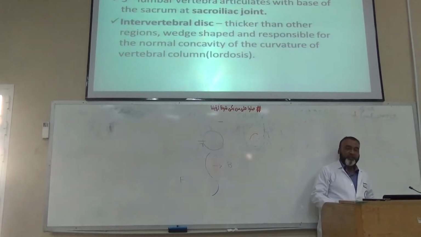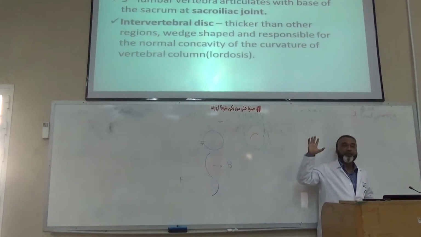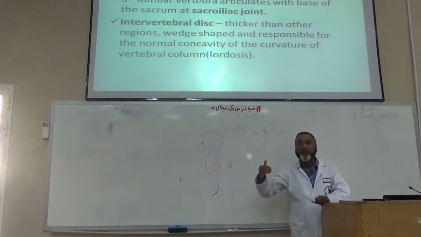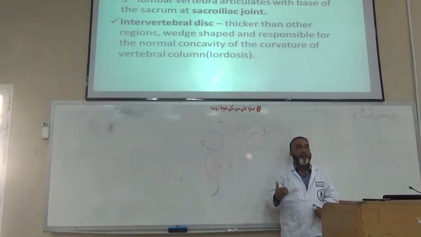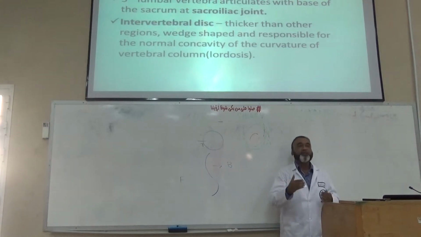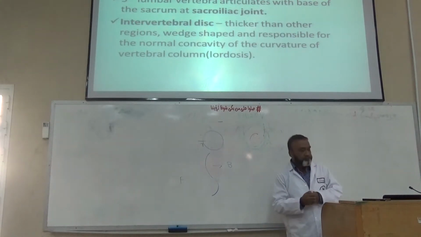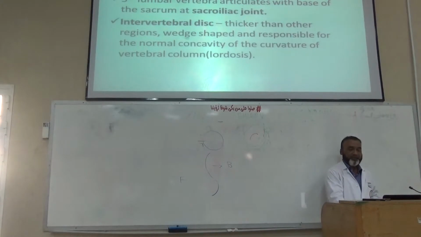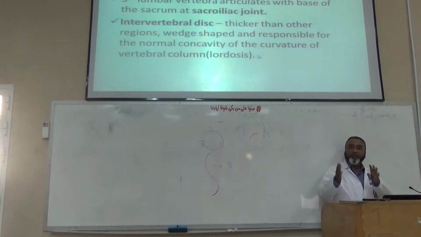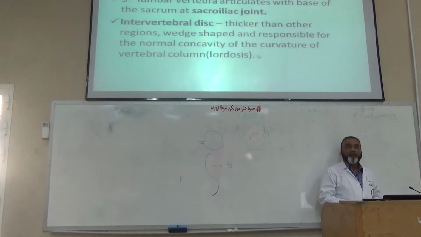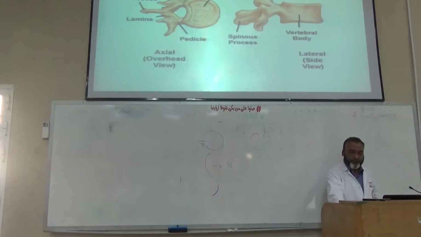The fifth lumbar vertebra, which you already know, is massive and kidney shaped, articulating with the first sacral vertebra to form the sacroiliac joint. The intervertebral disc is wedge-shaped and responsible for the normal concavity of the curvature of the vertebral column. Okay? This is the appearance.